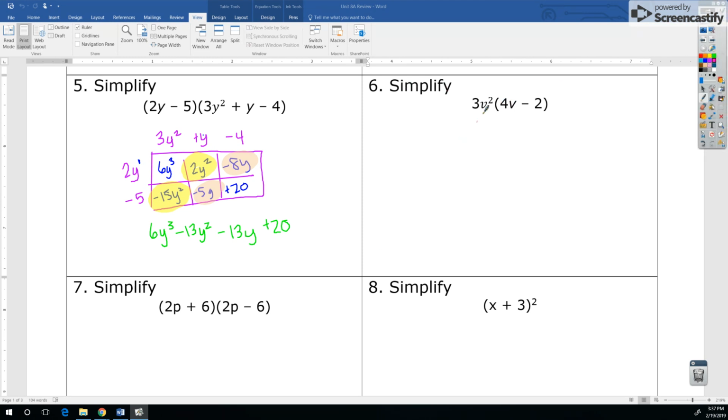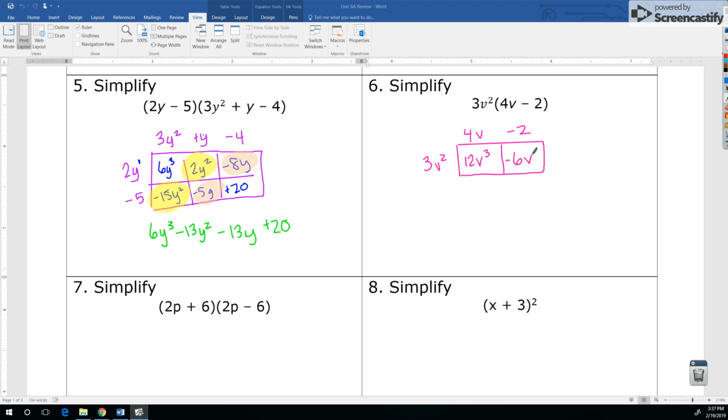In number 6, I only have a monomial times a binomial. So that's only going to look like this. And my monomial and my binomial. 3v squared times 4v is 12v to the third power. And 3v squared times negative 2 is negative 6v to the second power. Those are not like terms because I have v to the third power and v to the second power. So there's my final answer.